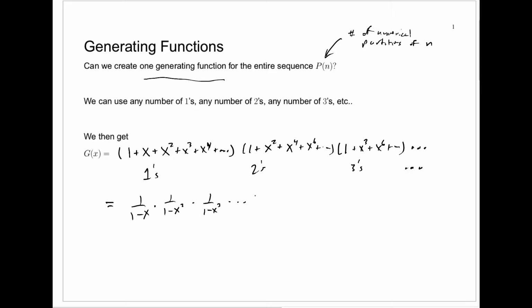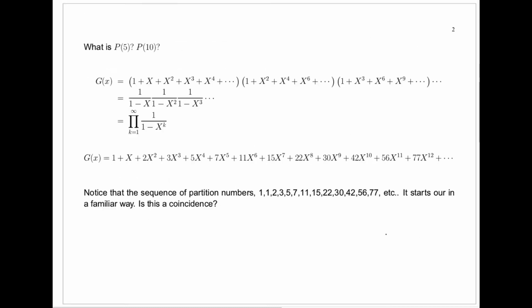How do we get P of n? Well, P of n, the number of partitions of the number n, is the coefficient of x to the n in the power series expansion of this function, G of x. So can we use that to find P of 5 or P of 10?